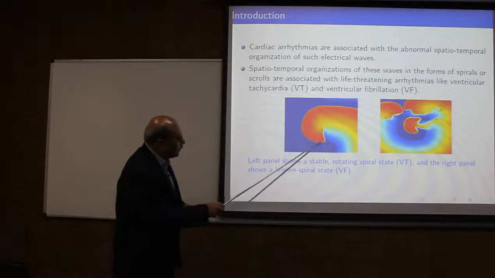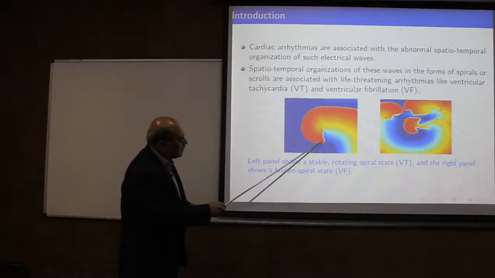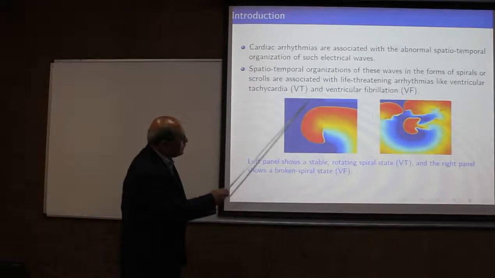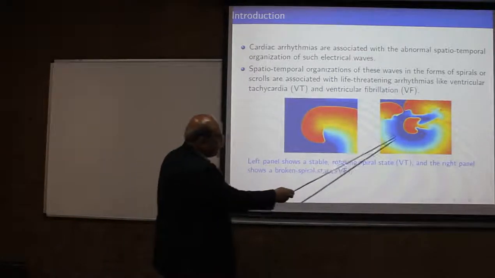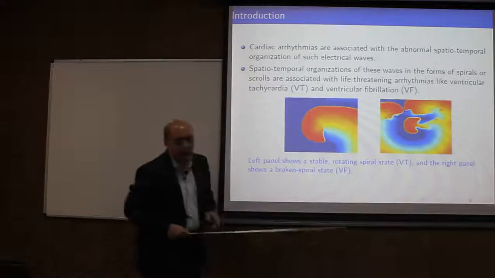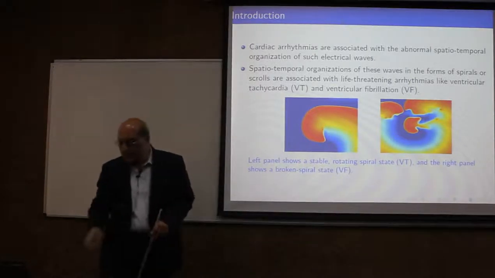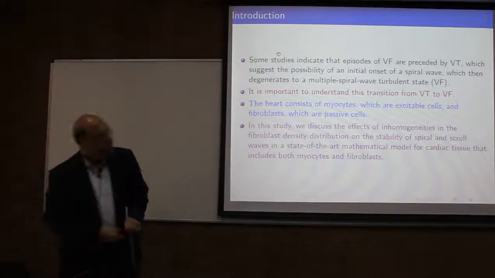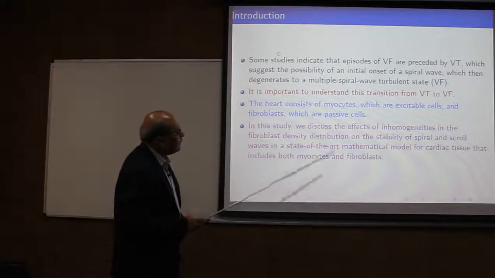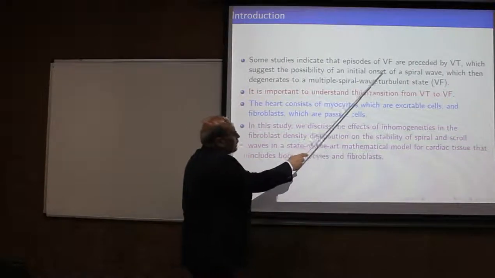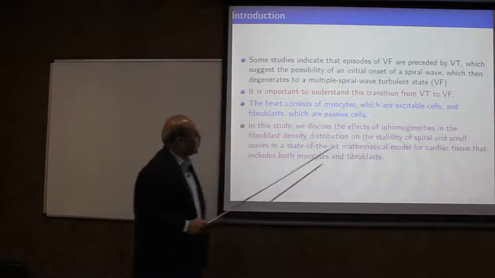I show you here a single rotating spiral wave. This is associated with ventricular tachycardia, and here is a broken turbulent spiral wave which is associated with ventricular fibrillation. Some studies indicate that episodes of ventricular fibrillation are preceded by ventricular tachycardia.